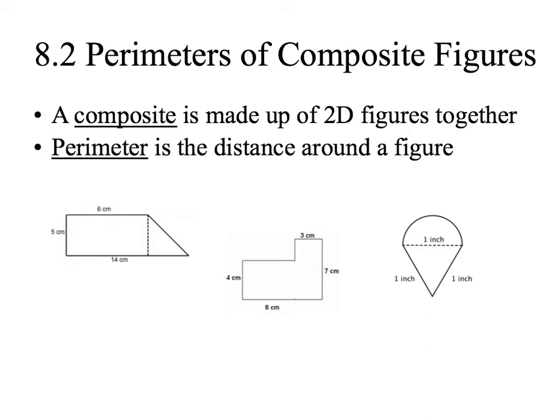Alright, section 8.2 is perimeters of composite figures. As it says here, a composite is made of 2D figures put together. You, of course, already should know what a perimeter is. It's the distance around a figure.